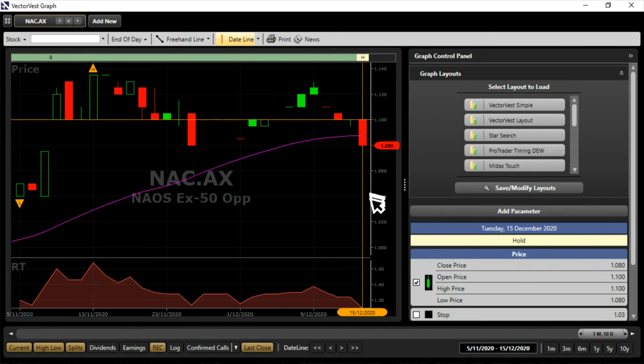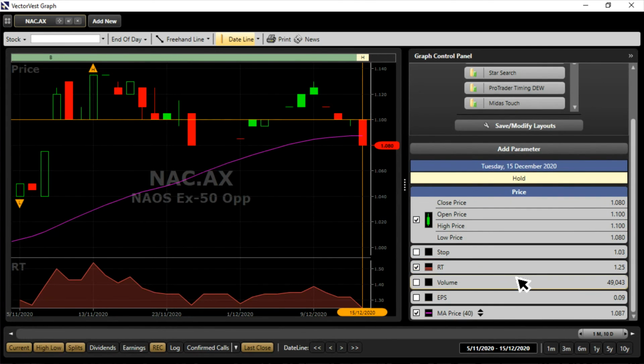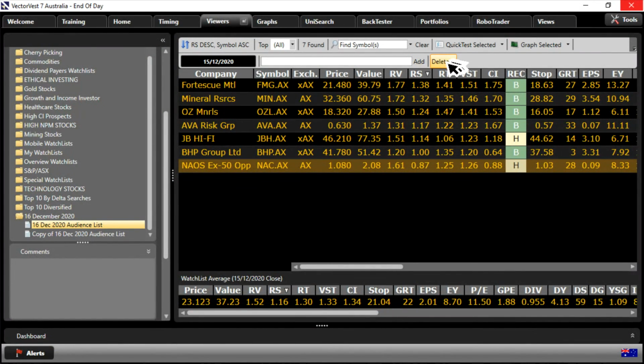But if this keeps going and RT then breaks below 1, then you've got 3 steps and you want to start being careful. You've got a bit of room yet at 1.25. Okay, so I'll take that one out.